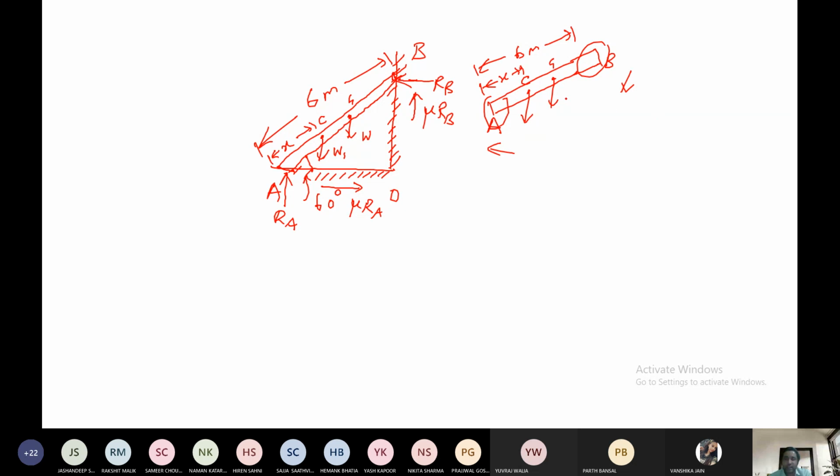So how many forces are there? This is W, the weight of the ladder, this is W1, the weight of the man. At point A we have one force, RA, and here we have another force, RB, and also mu RB and mu RA. So in all we have 1, 2, 3, 4, 5, 6 forces. This is the FBD of the ladder with respect to the floor and the wall. Is this clear, how I have made the FBD? Should I explain it once again, or is it clear to you?